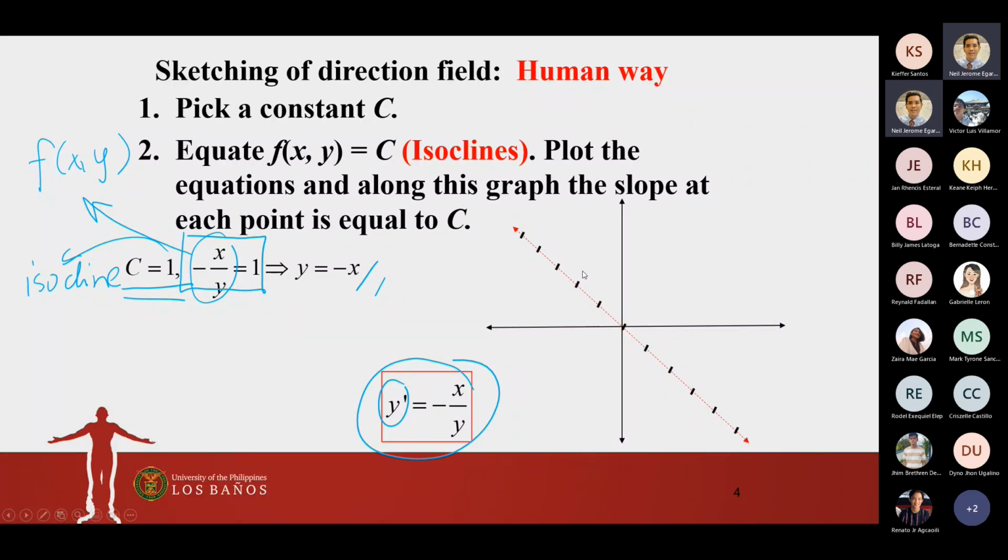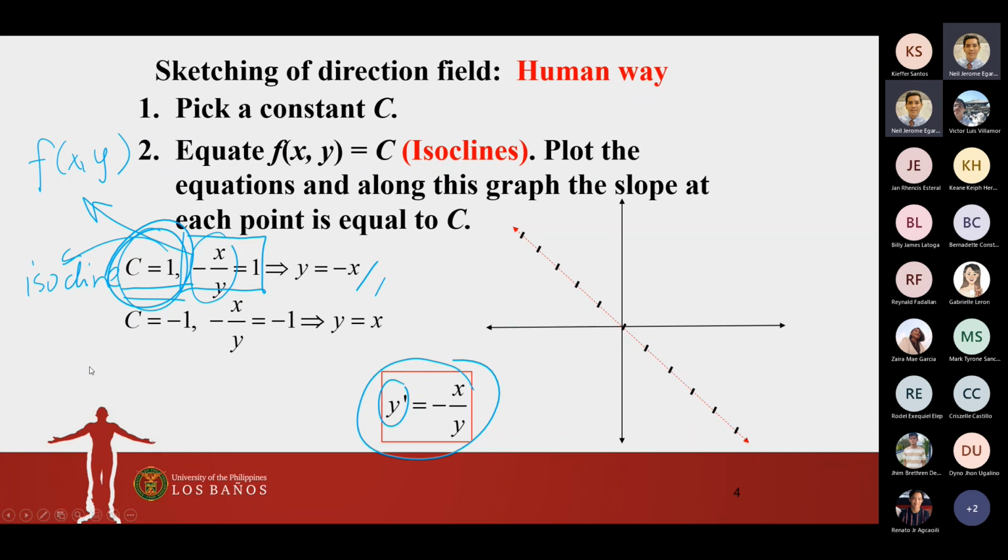Kita niyo yung black? Yan yung mga line elements. Kasi dun sa isocline na y equals negative x, ang slope ng mga line elements dapat ay equal kay C, which is 1. Alright? And then you do this for various values of C.